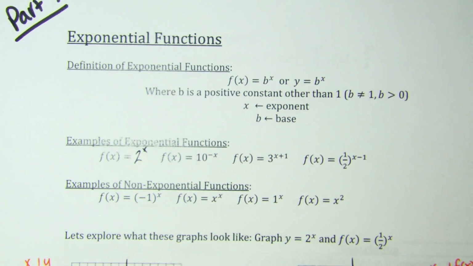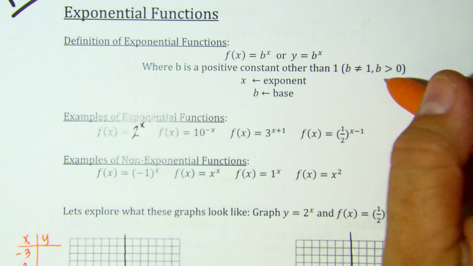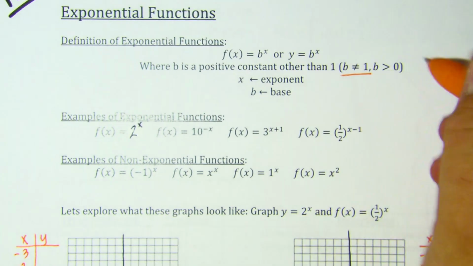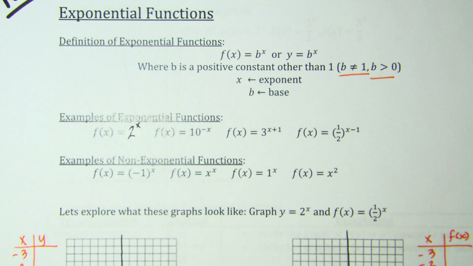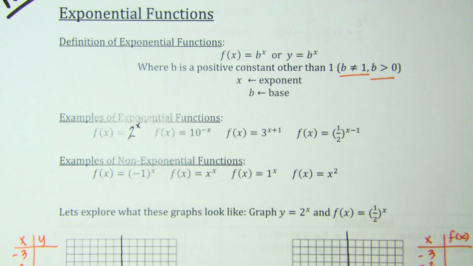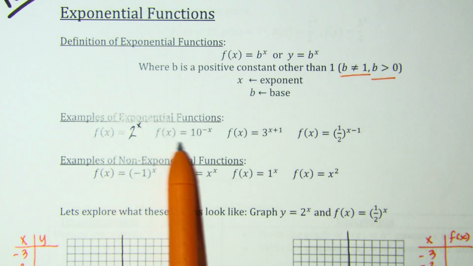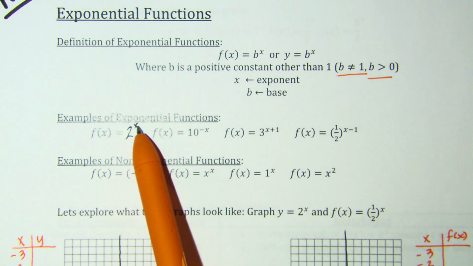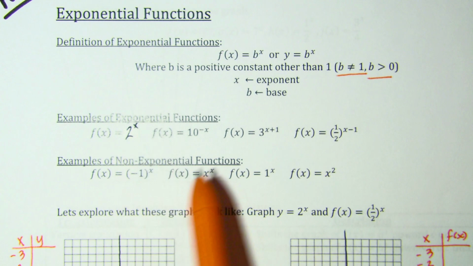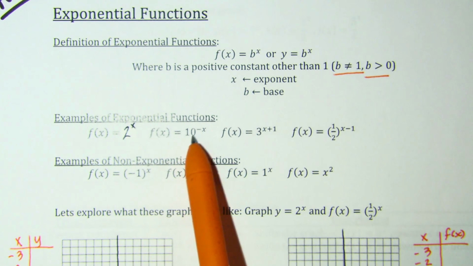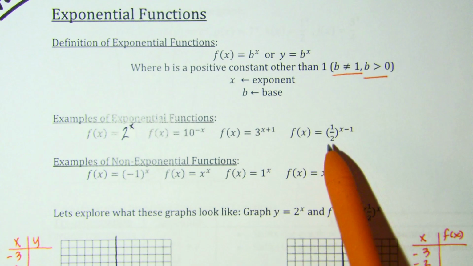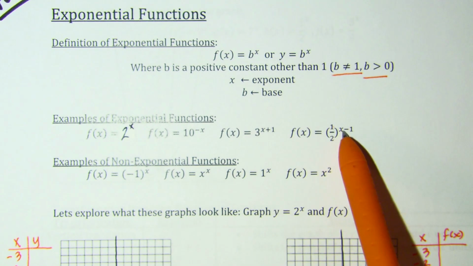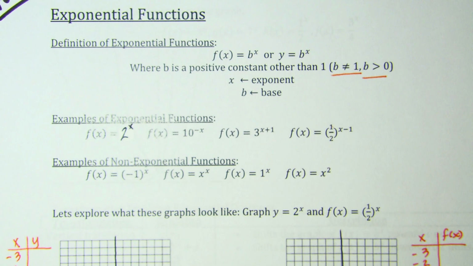There's a couple restrictions on what b is allowed to be. It cannot equal 1 and it must be greater than 0, so it can't be negative. It can be a fraction, it can be a decimal, but it just has to be positive. All right, so here are some examples of exponential functions where we have a number and then our variable is in the exponent. And then again, we can have a negative in the exponent. We can have numbers added or subtracted in there. We can have a base that's a fraction, numbers added or subtracted in the exponent there.